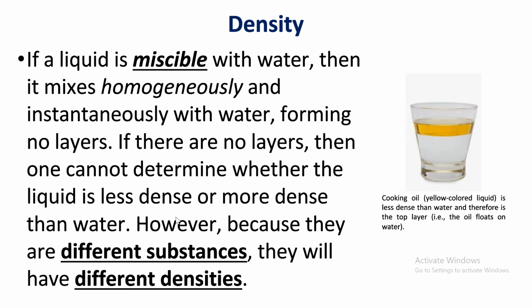If a liquid is miscible with water, then we will have a homogeneous mixture and we will see no layering. It will only be one layer. And if there are no layers, then we cannot determine which liquid is more dense and which is less dense, because we don't have two or more layers. So, in order to determine qualitatively which liquid is more or less dense, we need to see at least two distinct layers. Different substances will always have different densities.